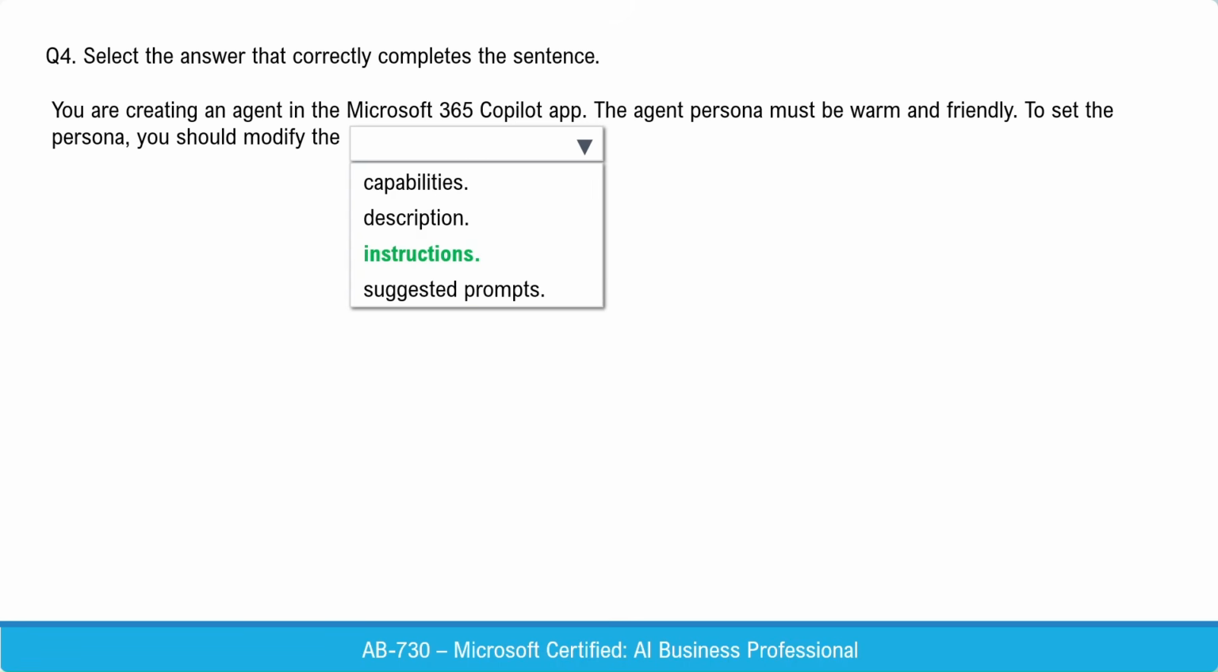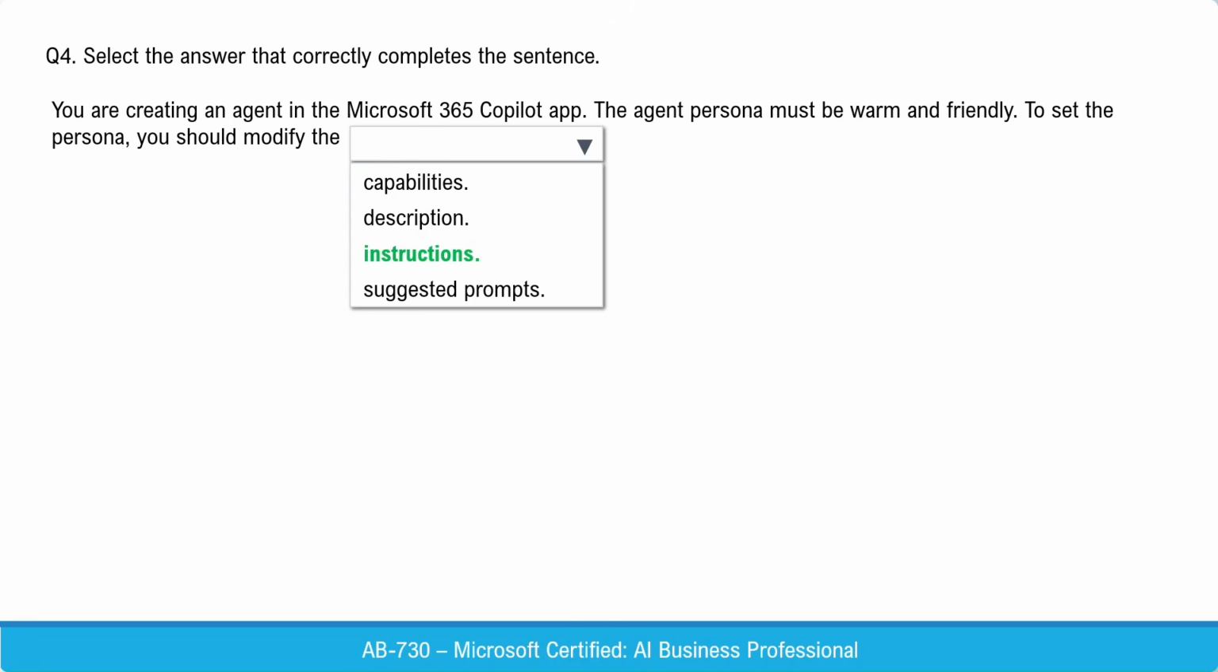You want the agent's persona to be warm and friendly. So the focus here is not on what the agent does, the focus is on how the agent behaves. And in Copilot agents, behavior, tone, and personality are defined in instructions. Instructions basically tell the agent how to respond, what tone to use, and how to interact with users. So if you want the agent to sound warm, friendly, or conversational, this is exactly where you define it.